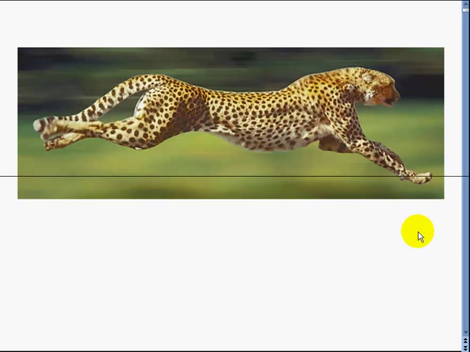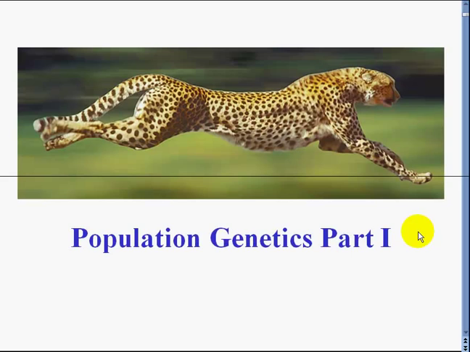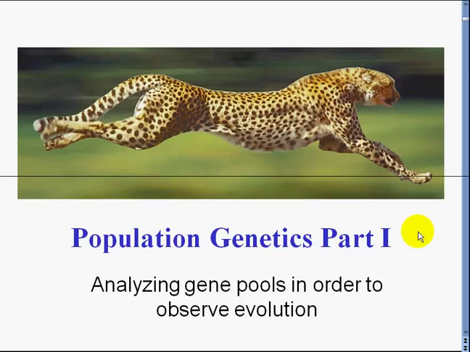These are important questions to answer because, for example, they could help scientists monitor the cheetah population and help save them from extinction. So a branch of science known as population genetics can help us answer these questions. And in today's slideshow, we're going to see how we can analyze gene pools in order to observe evolution.